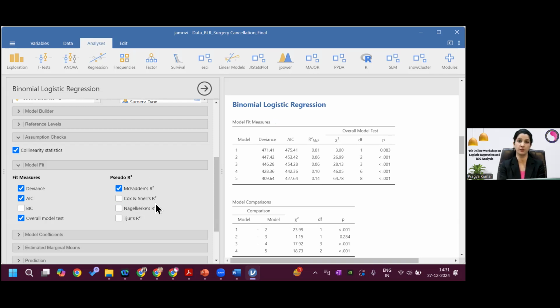If you wish, you can report Nagalkar also. It's up to you. There's no such situation like, if this is there, then I will use Nagalkar, or if this is there, I'll use McFadden.